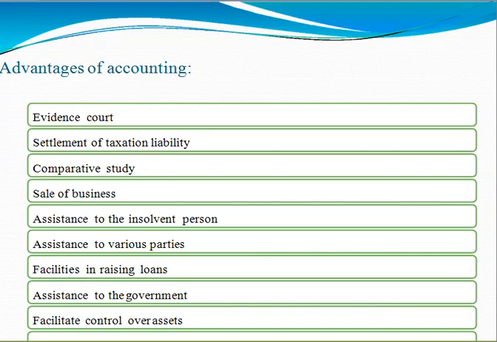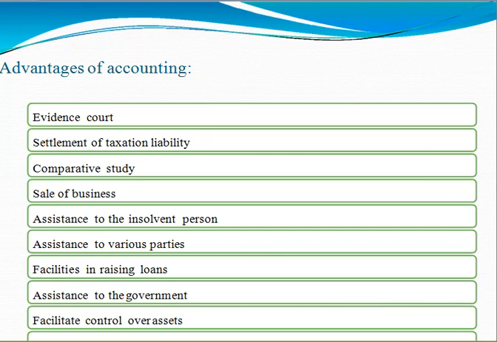The second one is settlement of taxation liability. Because of accounting, we can know how much tax we are going to pay to the government. The third one is comparative study. Our accounting statements are useful to make a comparison with our past data or with our competitor companies. The fourth one is sale of business. At the time of selling a business, we need to know our assets and liabilities. That's why our balance sheet helps us in the selling of our business.